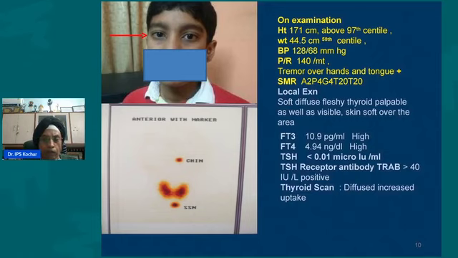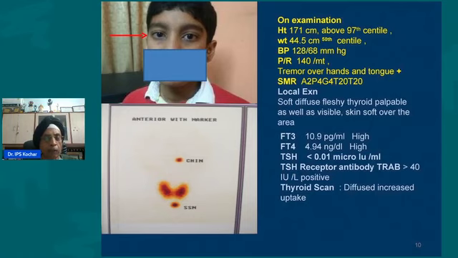On local examination, there was a soft, diffuse, fleshy, palpable thyroid, which is also visible, and the skin was very soft over the area. So his thyroid function tests were done. It was found that FT3 is 10.9, which was high. His FT4 is 4.9, which is high, and TSH is very low, less than 0.01.